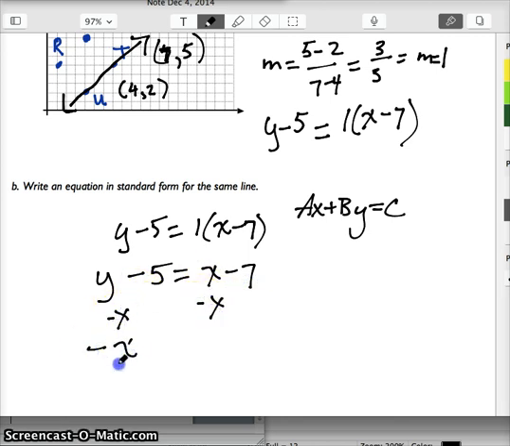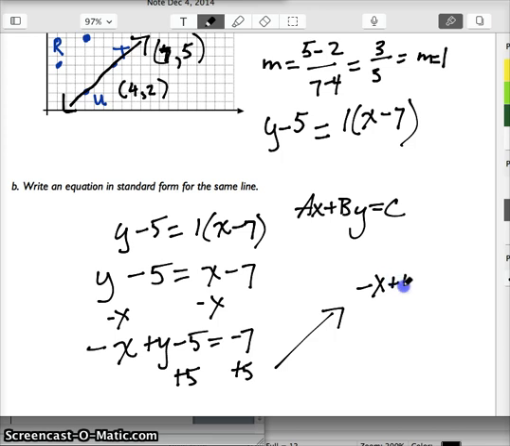Since there's nothing to join the x to, I'm just going to put negative x plus y minus 5 is equal to negative 7. Do you guys know what needs to move over here? Hopefully you recognize this negative 5 is out of place. It is not an x or a y term, so it needs to move over here with the constants. When I add 5 to both sides, I get negative x plus y is equal to negative 2. And that's perfectly fine. And that is standard form.